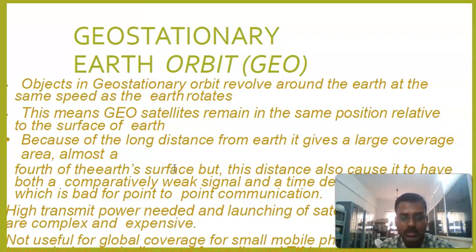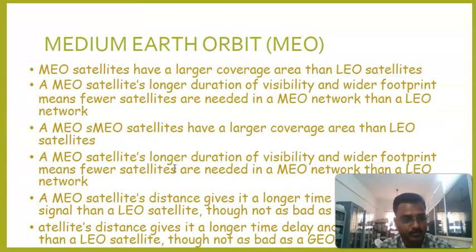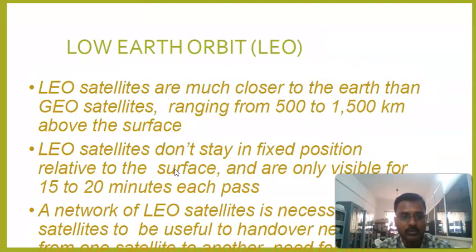Because of the long distance from the Earth, it gives a large coverage area, almost a third of the Earth's surface. MEO satellites have a larger coverage area than LEO satellites. The MEO satellites' longer durations of visibility and wider footprint mean fewer satellites are needed in a MEO network than in a LEO network. These are some of the MEO. Low Earth orbit, LEO, and then medium Earth orbit, MEO.